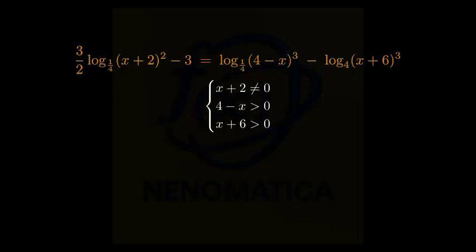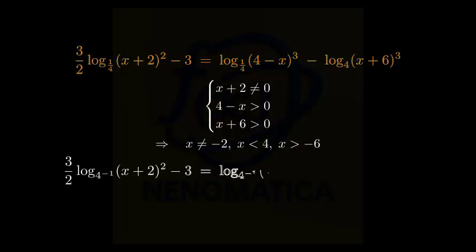Because the first argument is squared, it only forbids x equals -2, while the other two must be strictly positive. So, the domain is x not equal to -2, x less than 4, and x greater than -6. Next, rewrite base 1/4 as 4 to the power -1 on both logs with that base.